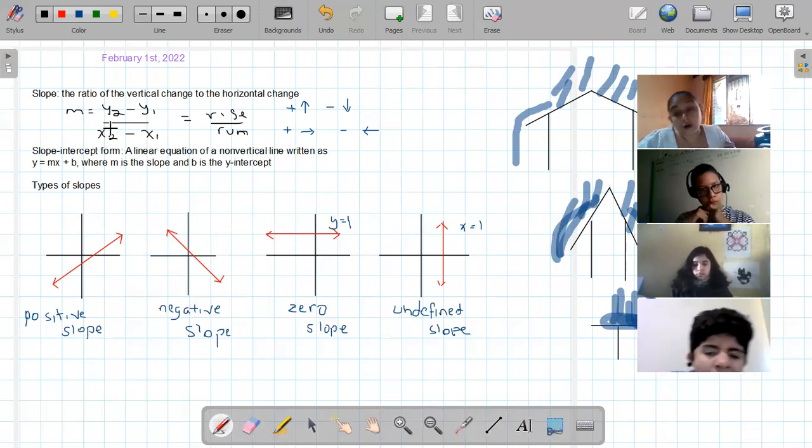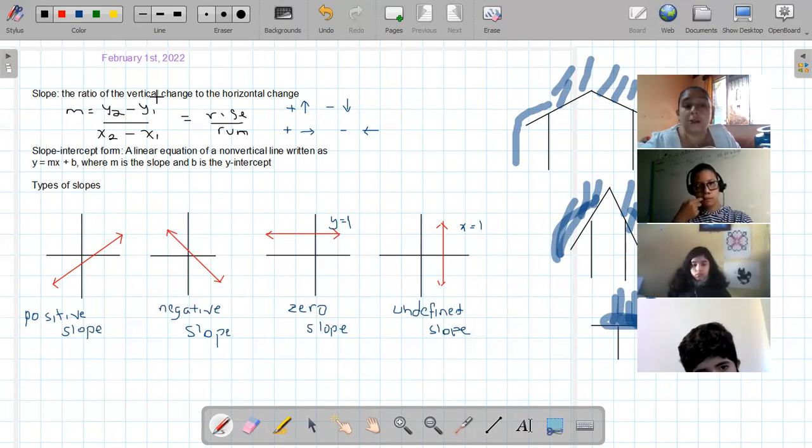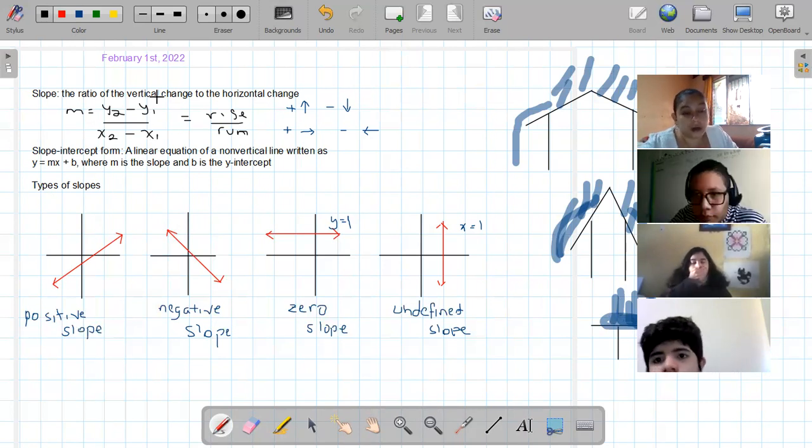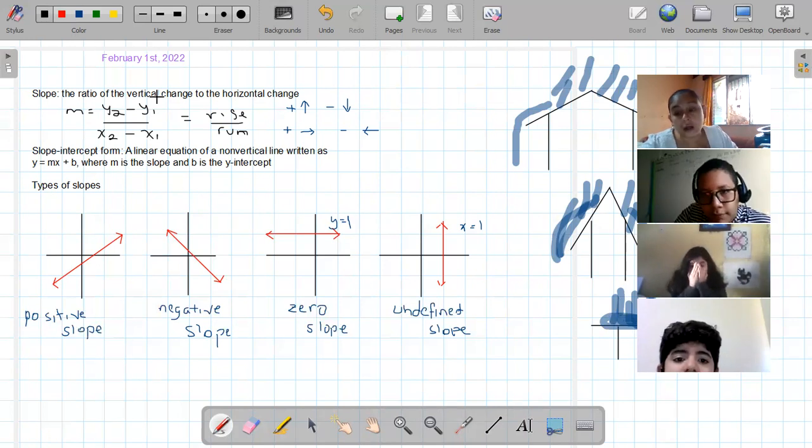How? Well, we're going to determine one point to be called x1, y1. Remember, ordered pairs are always x, y. So we're going to call it x1, y1. And the other point, we're going to call it x2, y2. And it doesn't matter which one you pick.